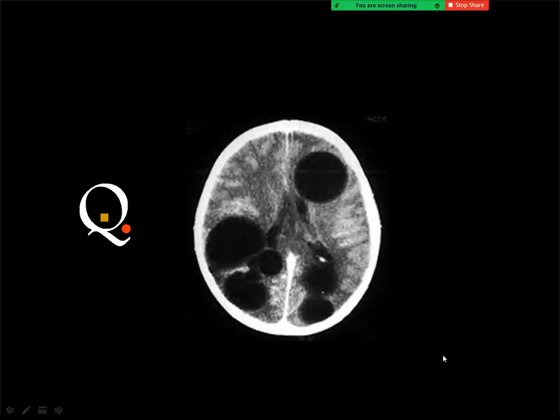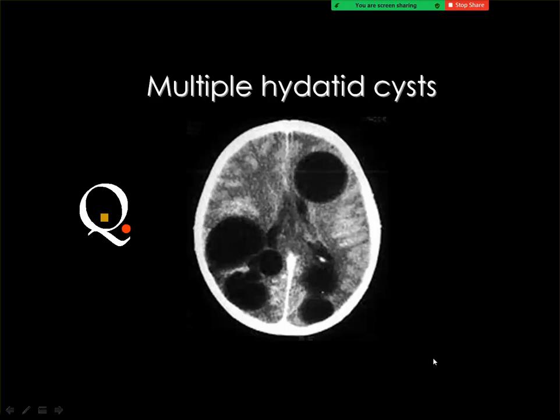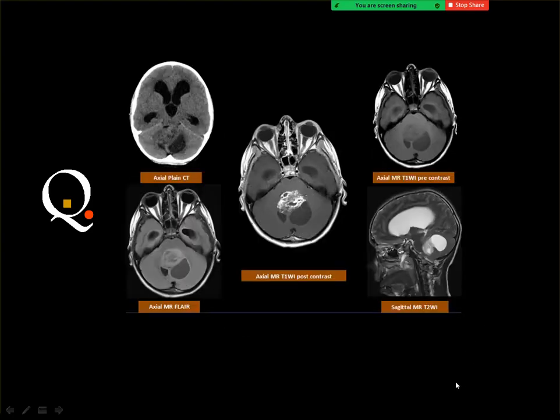Of course, and this is hydatid disease, multiple hydatid cysts present in the cerebral hemispheres. The patient is injected with contrast, and the lesions are not enhancing, diagnostic of multiple hydatid cysts. The next case, CT and MRI.